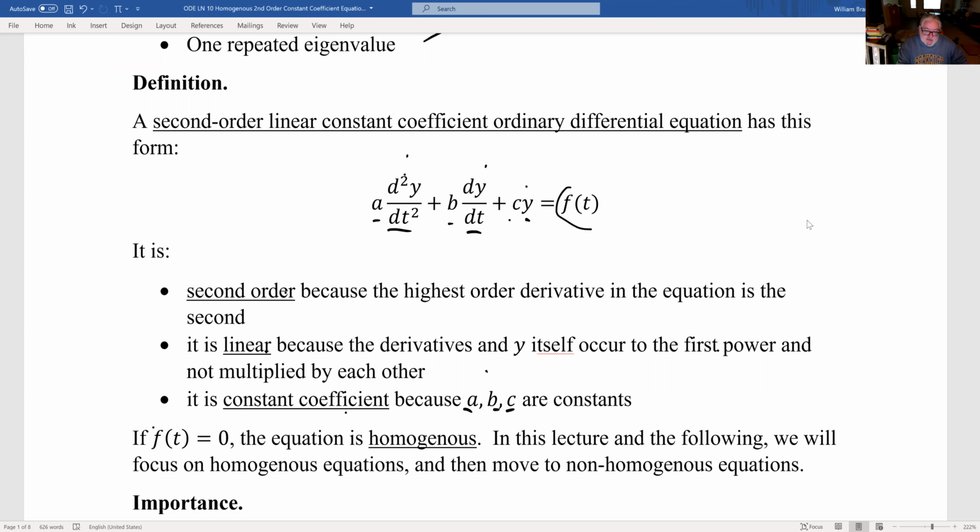Homogeneous means this thing, which is often called the forcing term, is equal to 0. And so we're focusing on homogeneous equations, and we'll move on to non-homogeneous equations next week.